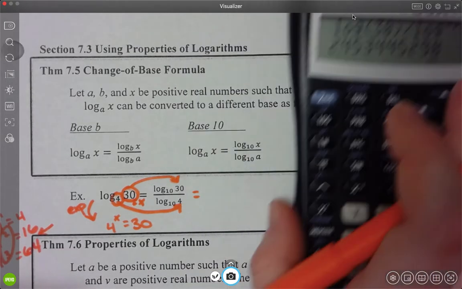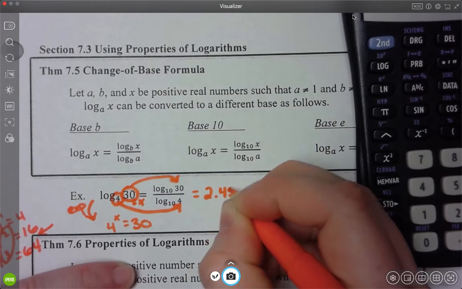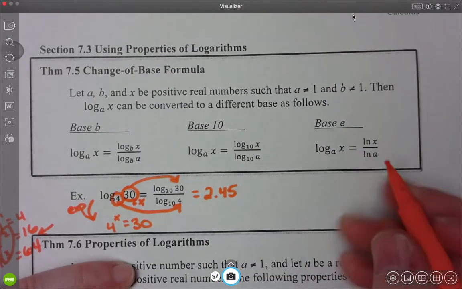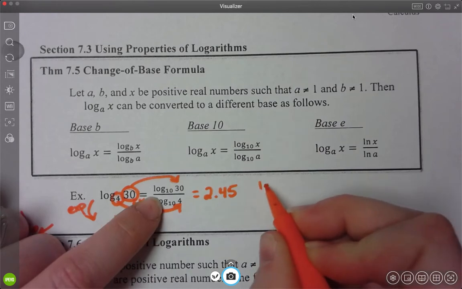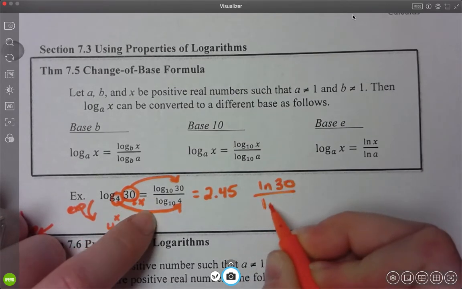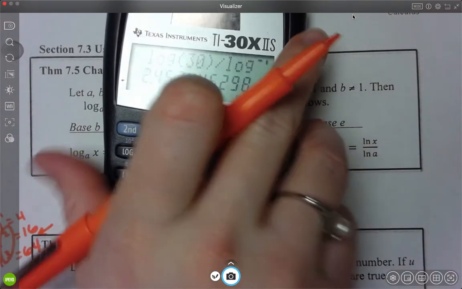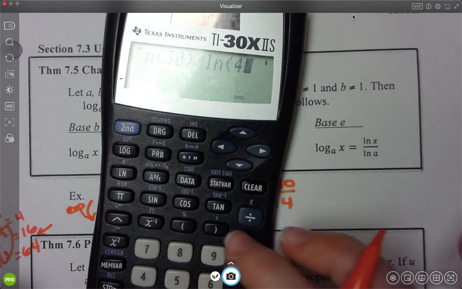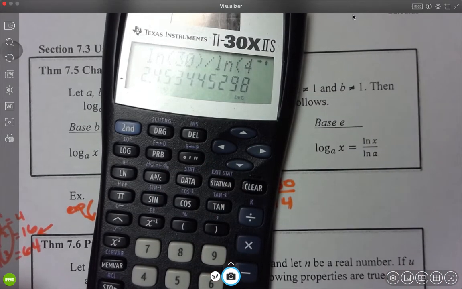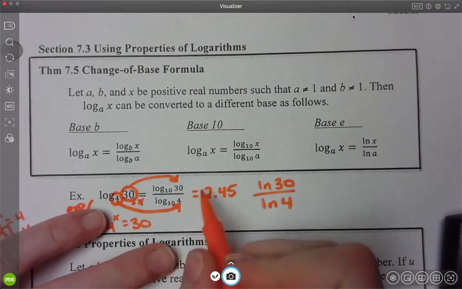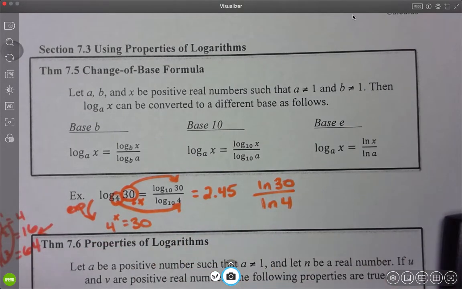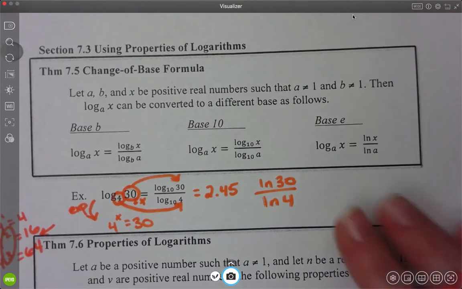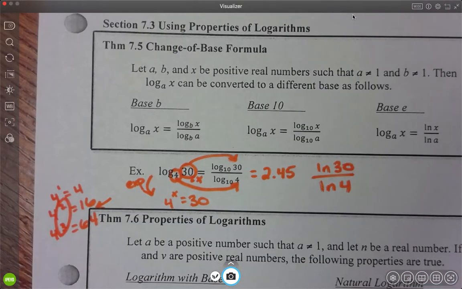Okay, so 2.45. Now, it would have been the same if I switched them both to ln's. It would just be ln of 30 divided by ln of 4. Let's see if we get the same answer. ln 30 divided by ln 4, 2.45 again. So it doesn't matter which one you switch to. You can switch to a base of 10. You can switch to a base of E, which is ln. Or, some of your calculators will evaluate it without doing that. But this is how you can switch it if you ever need to.